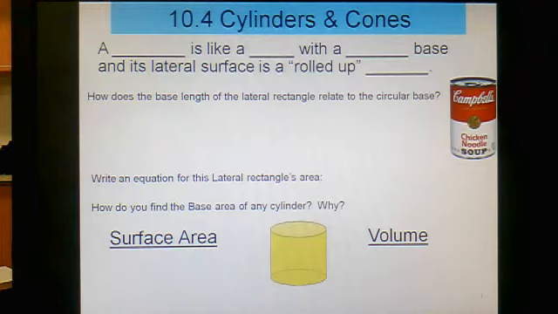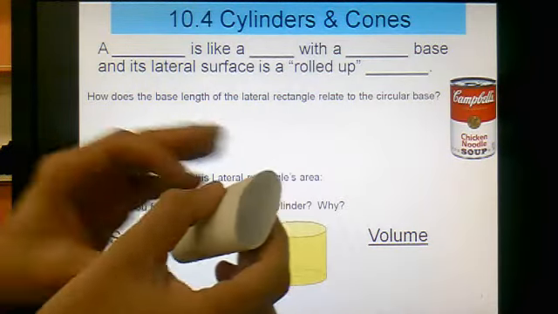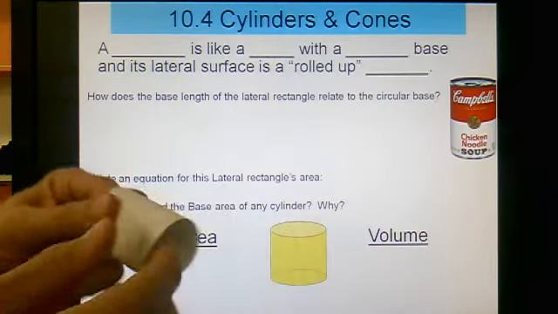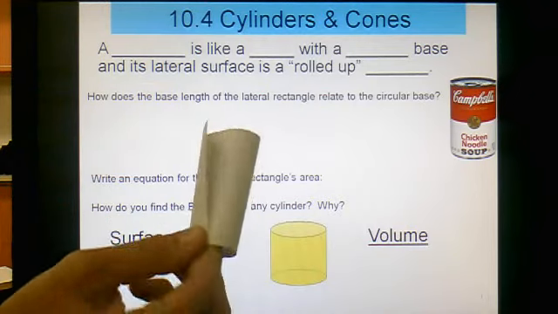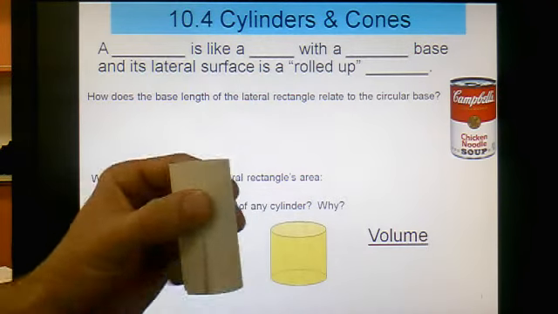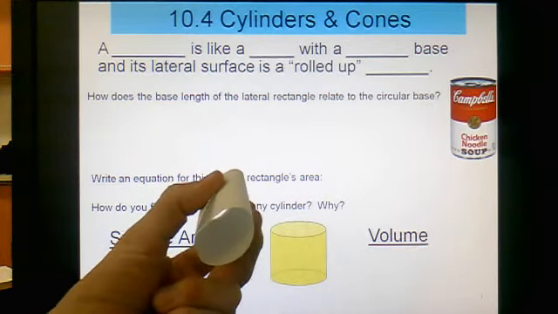First question I want you to think about, I'm going to bring something in here. What kind of shape is this? What would you call this? Give you a couple different looks at it. Most of you would say, oh, it's a cylinder. Of course it's a cylinder. I would argue this is not a cylinder. This is a rectangle.